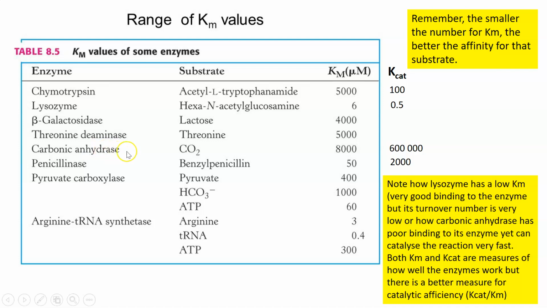Okay. It is extremely well, it is much bigger. And what did we say about KMs? The smaller the KM, the tighter the binding. Okay. Compare that to lysozyme. Remember, the kcat value is very small, but the KM is extremely small as well. So, in other words, carbonic anhydrase has a poor affinity for its substrates.